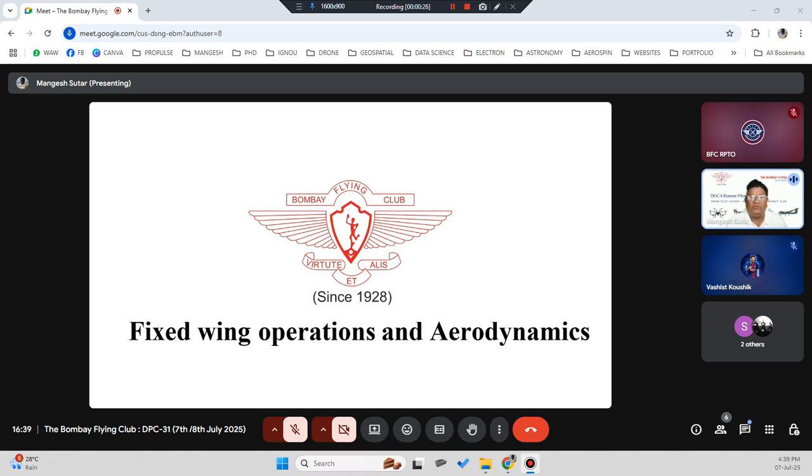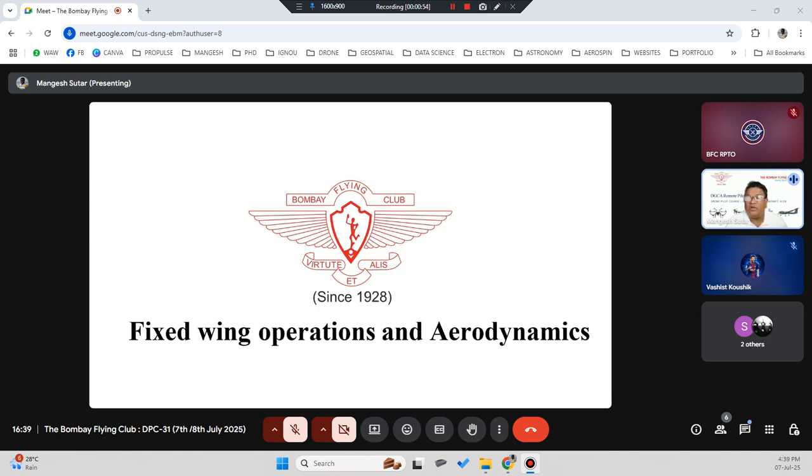UAS. So first is the fixed wing operation and aerodynamics. Though we are actually getting certified only on rotorcraft, as a drone pilot I need to understand how all the three categories of UAS apply, how they operate or how they fly. When you learn more about fixed wing operations and aerodynamics during that kind of license, you may have a more detailed understanding of it.